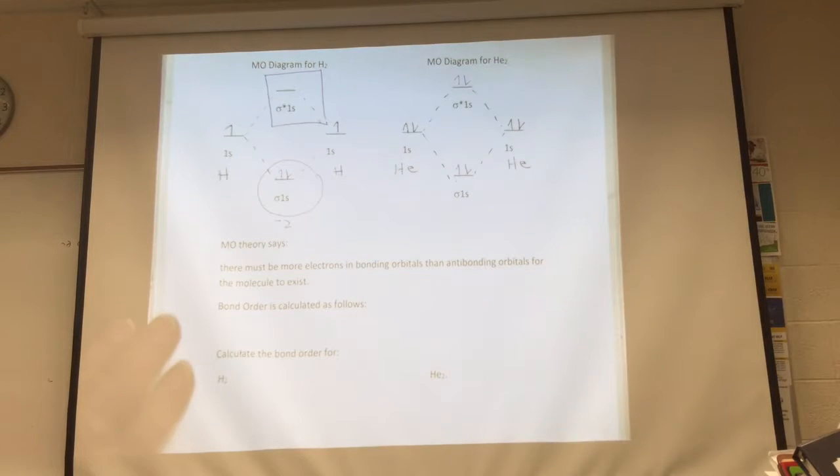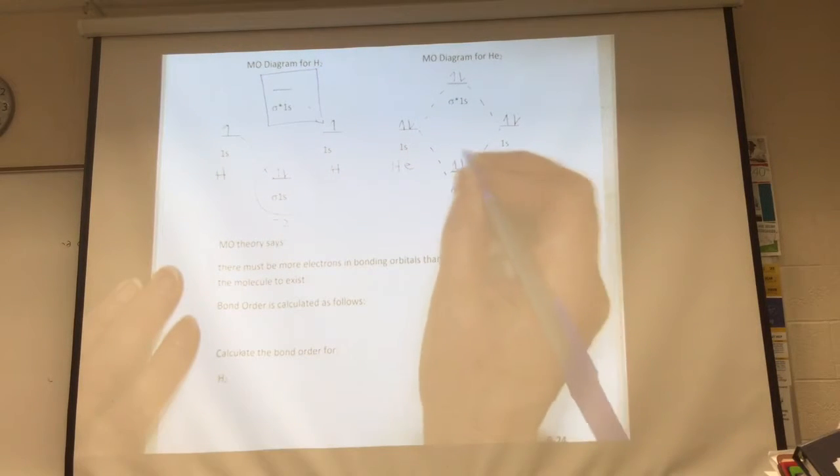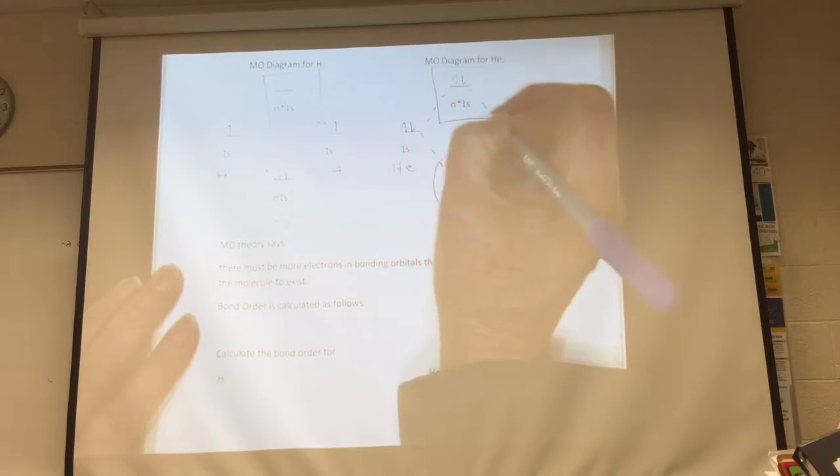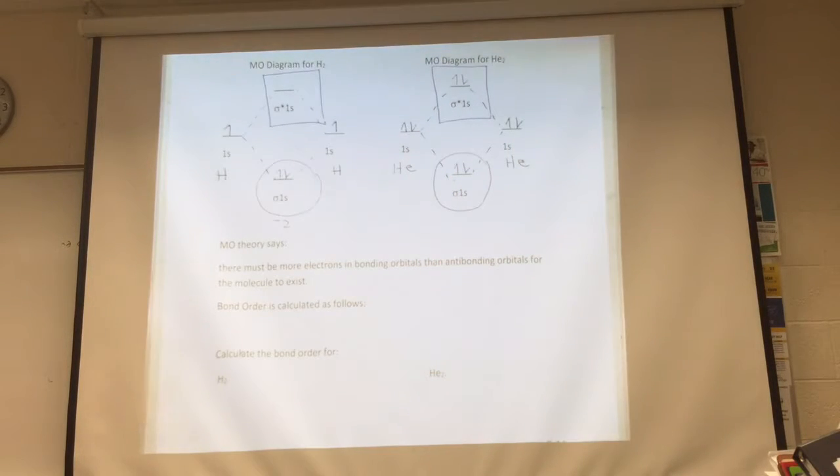Now let's look at helium. I have 2 electrons in a bonding orbital and 2 electrons in an anti-bonding orbital. Is 2 more than 2? No, 2 is equal to 2. So, since we don't have more electrons in the bonding orbital than the anti-bonding orbital, this will not exist.